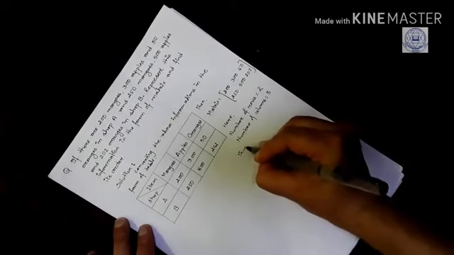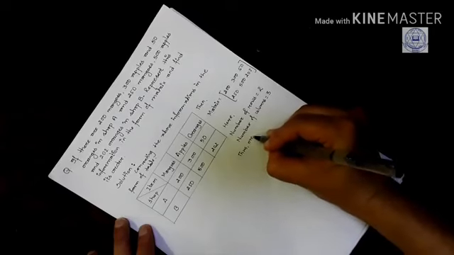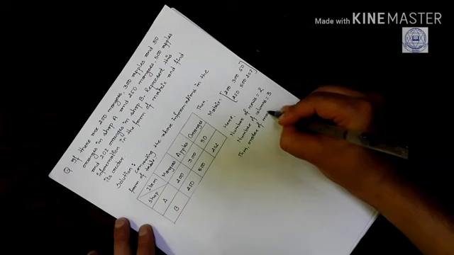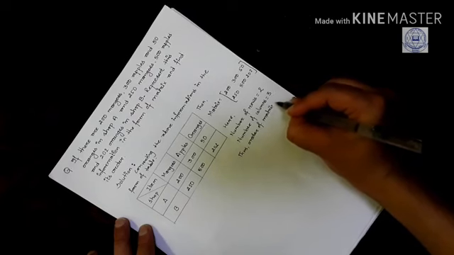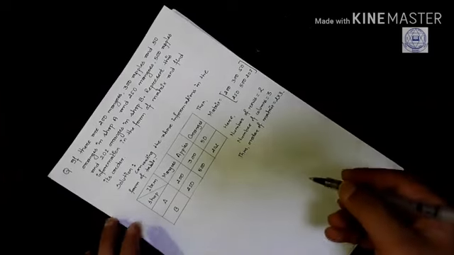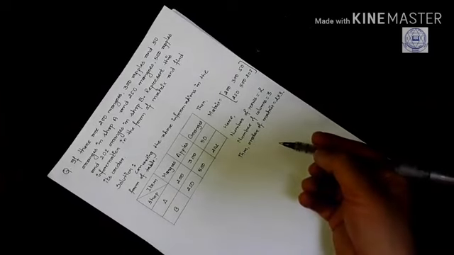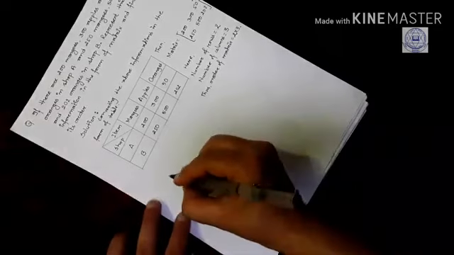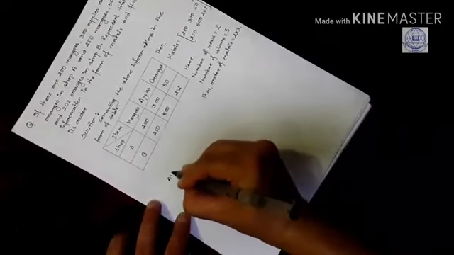Thus, order of matrix is equal to 2 by 3. This is the solution, but we can do this question in another way as well, an alternative way. So, now I am going to show you the alternative way as well.